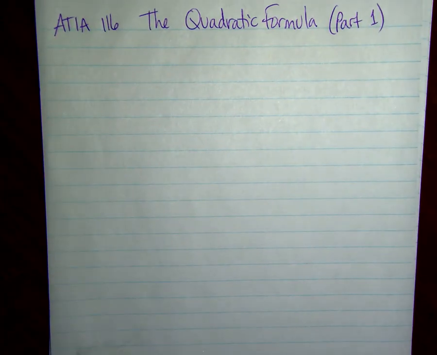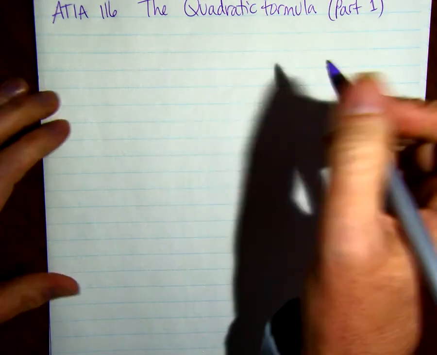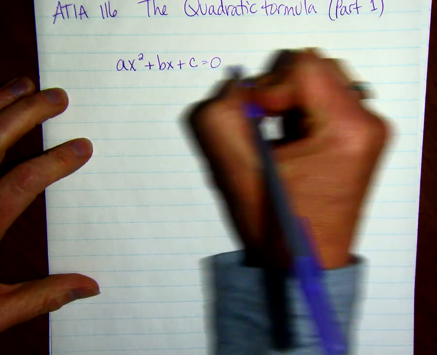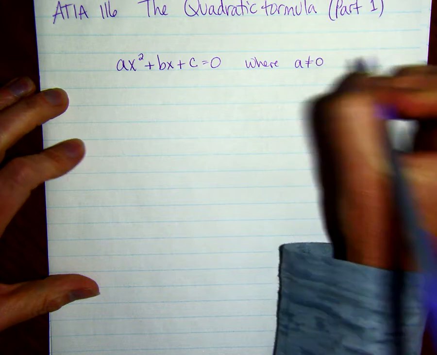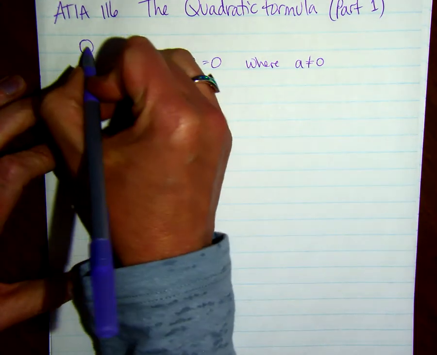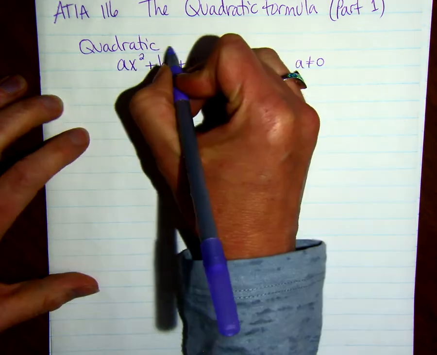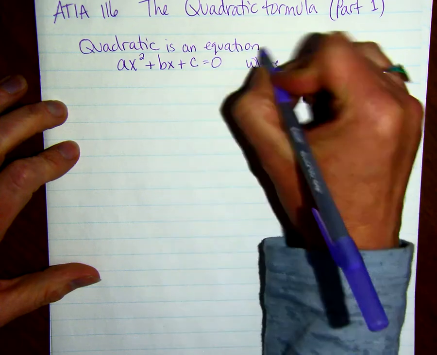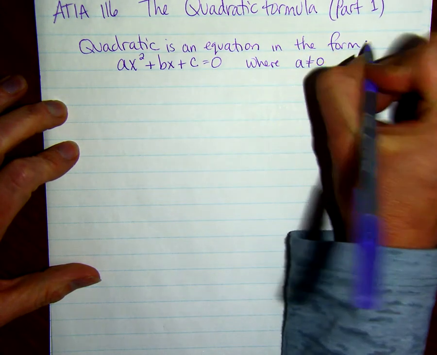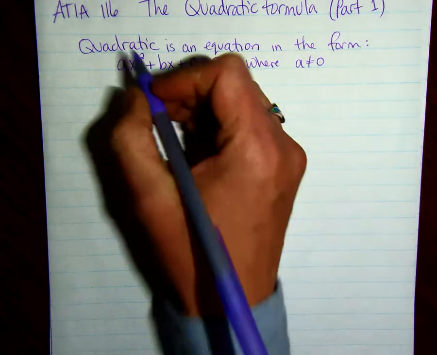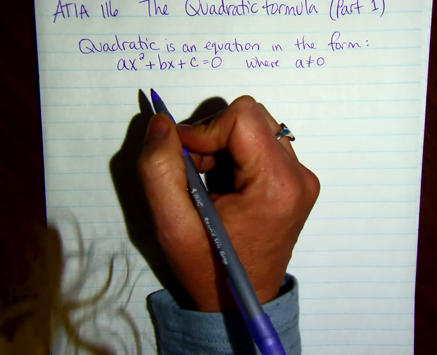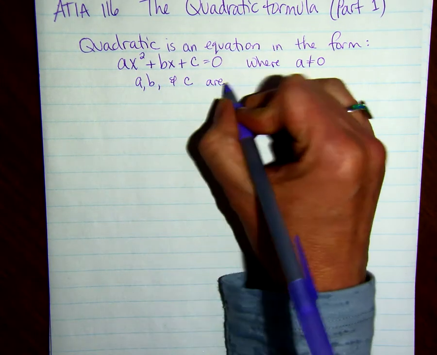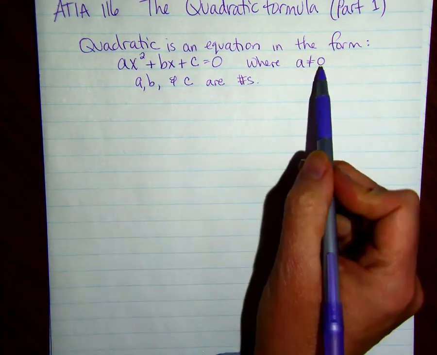So a quadratic is an equation of this form: ax squared plus bx plus c equals 0, where a does not equal 0. A quadratic is an equation in the form ax squared plus bx plus c equals 0. Now a, b, and c are real numbers. Well, we can just say numbers. They're going to be numbers, and a cannot be 0.